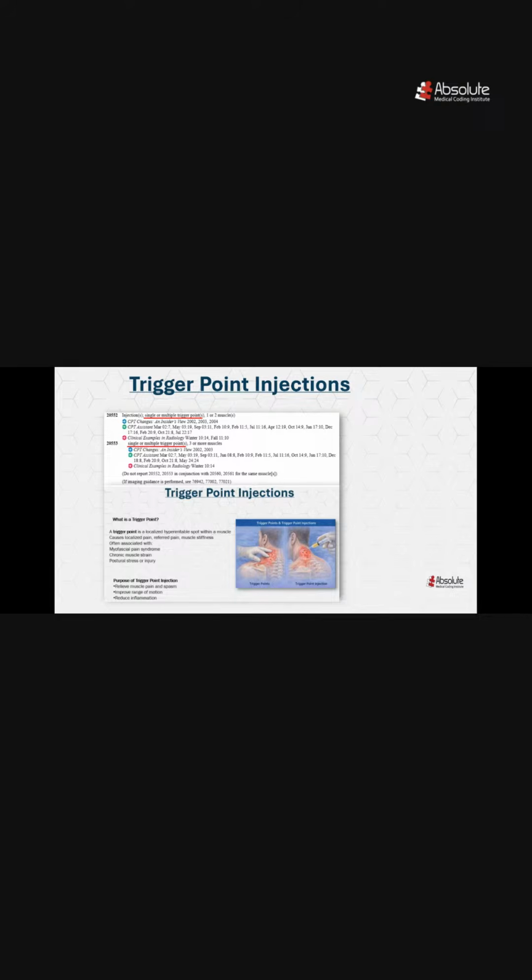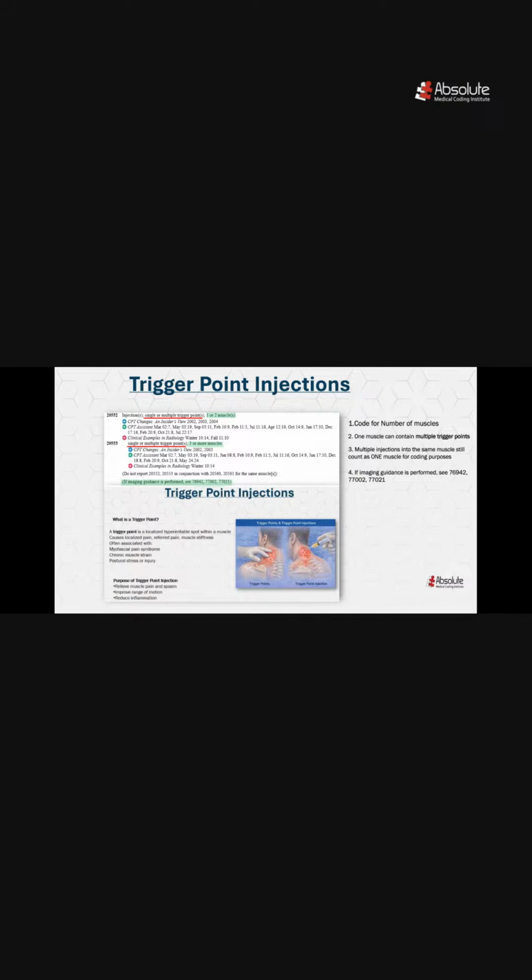All right. And we have muscle stiffness associated with these trigger points as well. So often trigger points are associated with things like myofascial pain syndrome, chronic muscle strain, etc. And trigger point injection is given, as you all know, to relieve the muscle pain and spasm, also to improve the range of motion and to reduce the inflammation. So while coding the trigger points, we have only two codes under trigger point injection. And while coding these injections, you have to keep in mind these important coding guidelines.